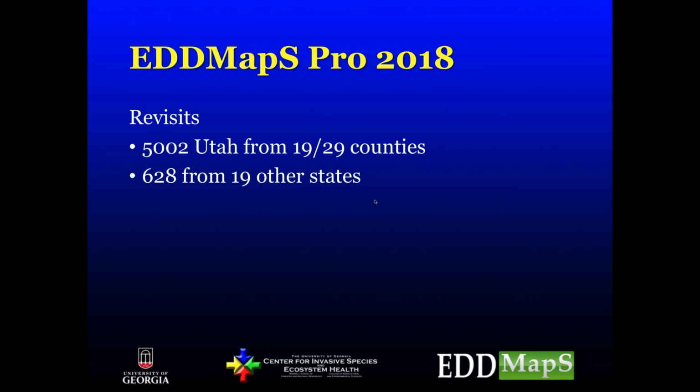And looking at where we've been, where we are so far this year, we've had 5,000 revisits done in the state of Utah, where they're really out there using this every day. And that's from 19 of the 29 counties. And we've also had revisits that have been done from another 19 states using this platform. And I think that's a really good success.